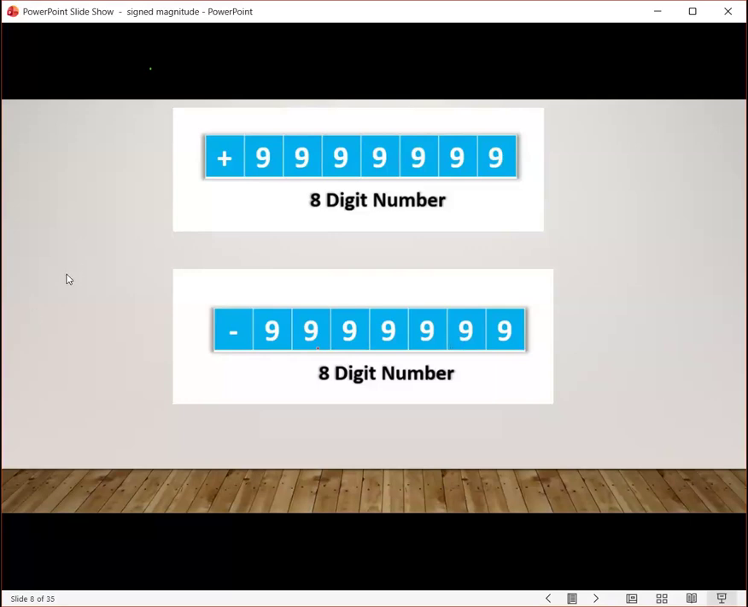You know this, right? What is the biggest positive 2-digit number? 99. Yes, very good. And what is the smallest 2-digit number? 10.